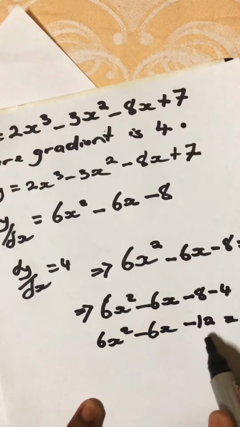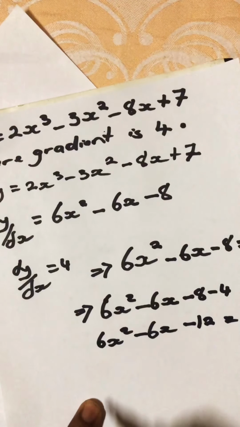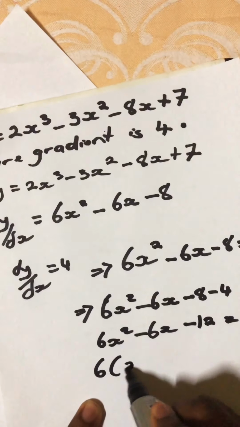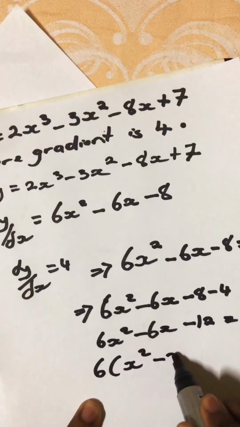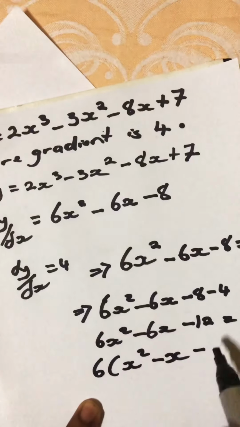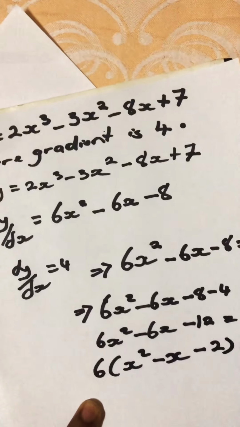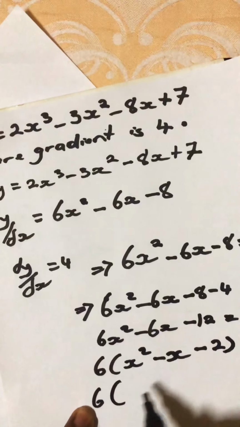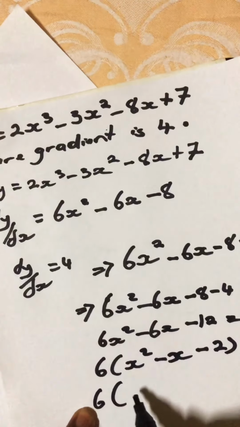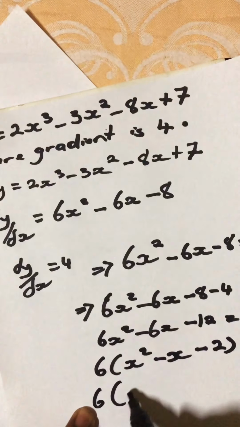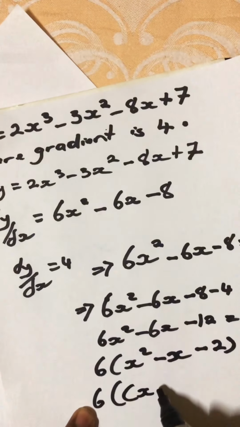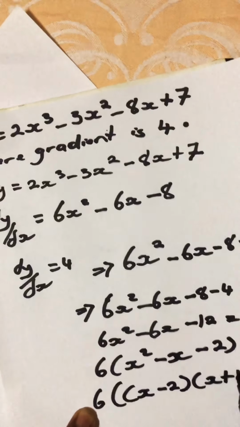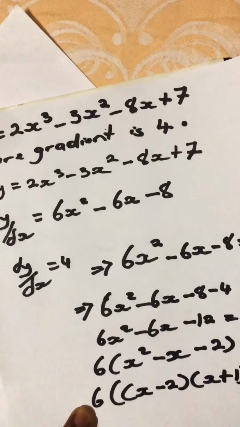So factorizing this, if we take 6 out, we have 6x squared minus x minus 2 equals 0. So still maintaining 6 out of the bracket. Factorize this, you look for 2 values. This will give us x minus 2 and x plus 1. All this equals 0.